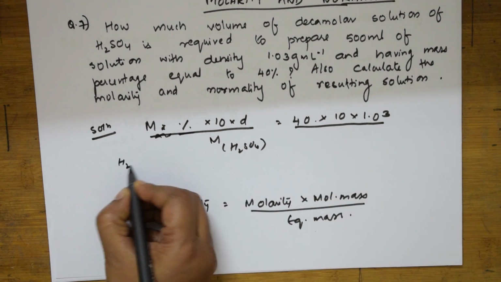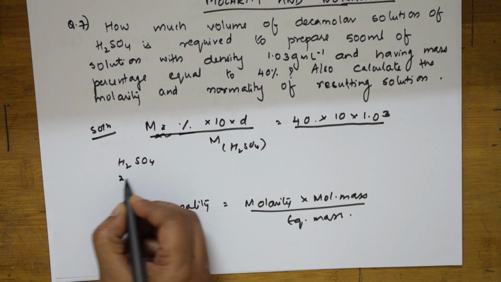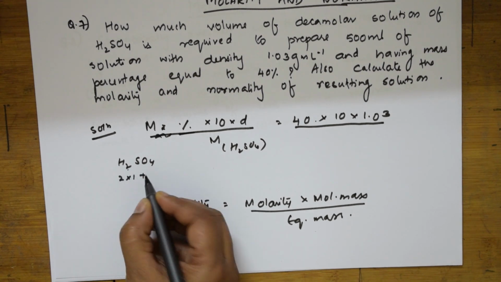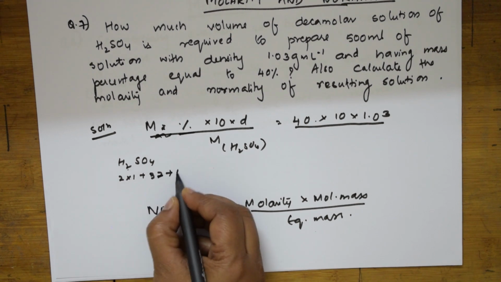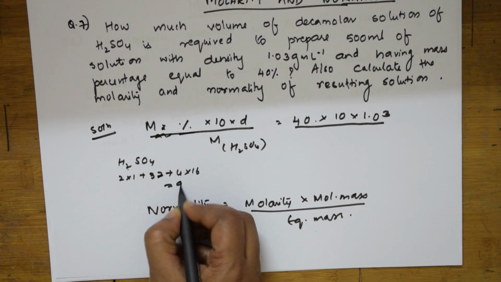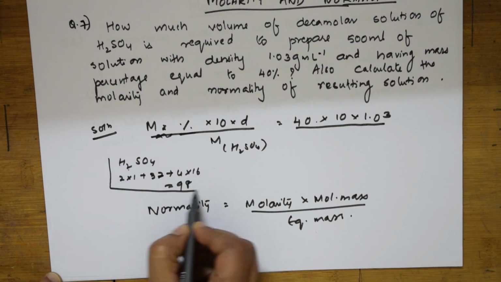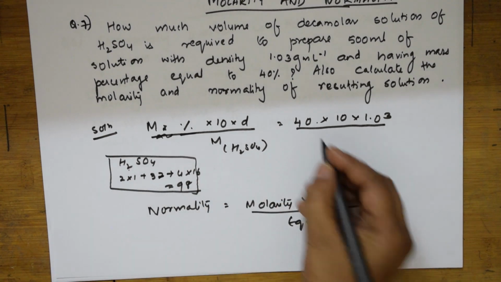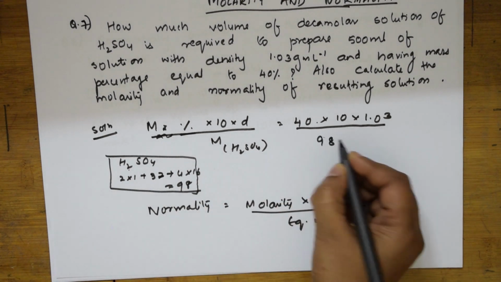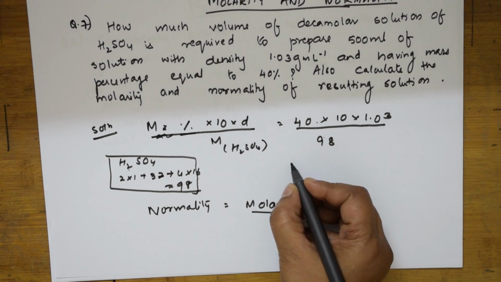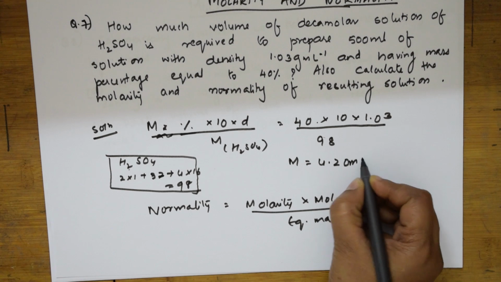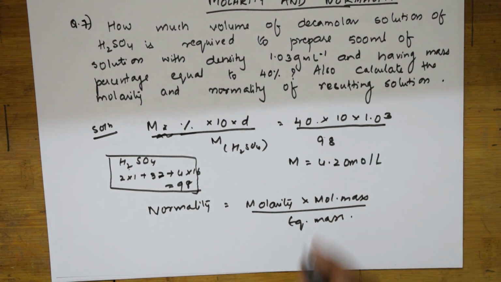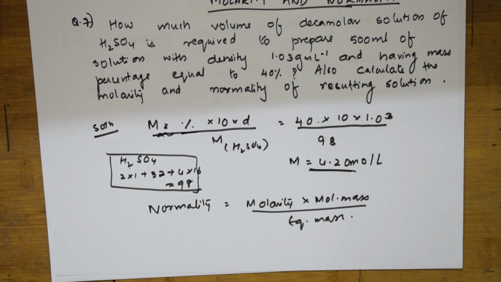So how did I calculate it? Like that: 2 into 1 plus 32, the molar mass of sulfur, plus 4 into 16. I got 98 gram per mole. This is okay. Now substitute the value here. You get 98 gram per mole. When you divide this whole thing, you get an answer of 4.20 mole per liter. This is over. The molarity value you've got.